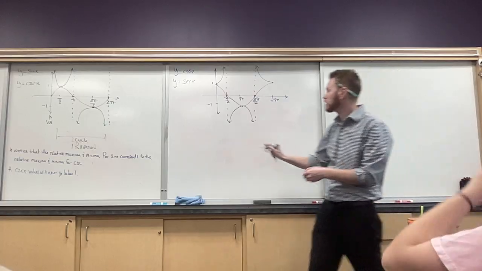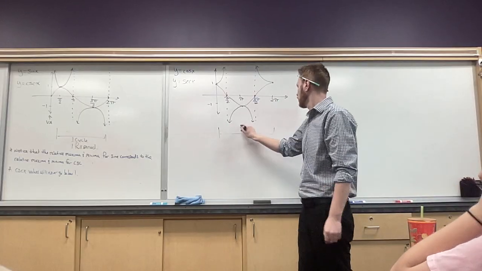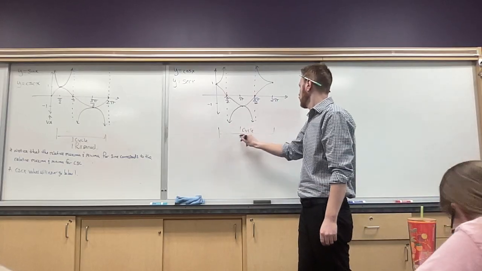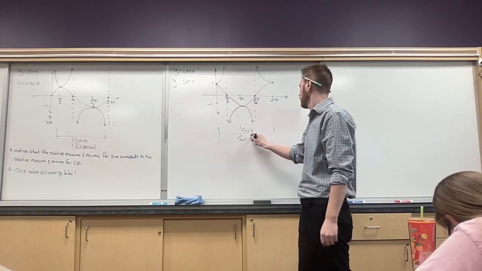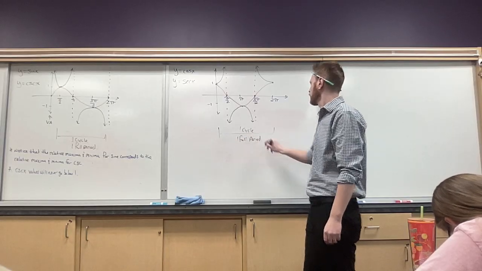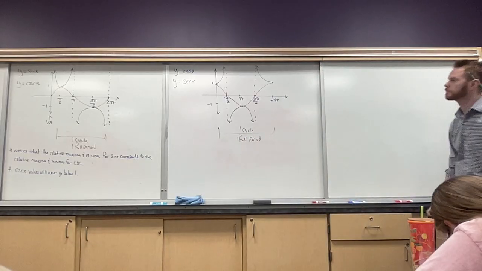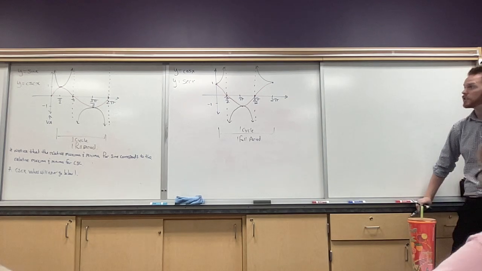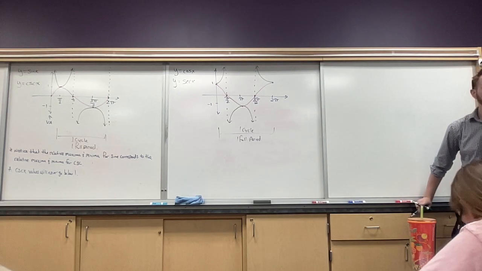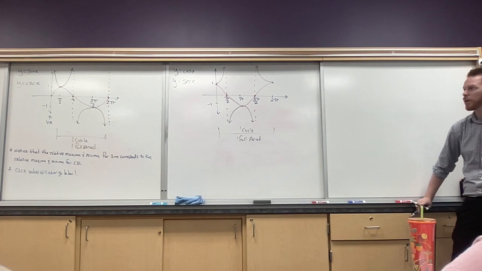So this right here is 1 cycle, or 1 full period for the secant graph. There we go. Now again, you would have to ignore that red line. That doesn't really exist. It's just the green parts.